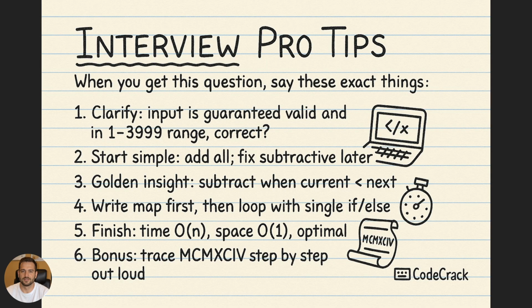Now, the interview pro tips. When you get this question, say these exact things. First, clarify. Input is guaranteed valid and in the 1 to 3999 range, correct? Second, start with the simple idea. We can add everything and correct subtractive cases later. Third, then drop the golden insight. Actually, we can decide to subtract right when we see the current is smaller than the next. Fourth, write the map first, then the loop with the single if-else, super organized. Fifth, always finish with time complexity O of n, space O of 1, optimal. Sixth, bonus points. Trace MCMXCIV step by step out loud. Interviewers go crazy for that.